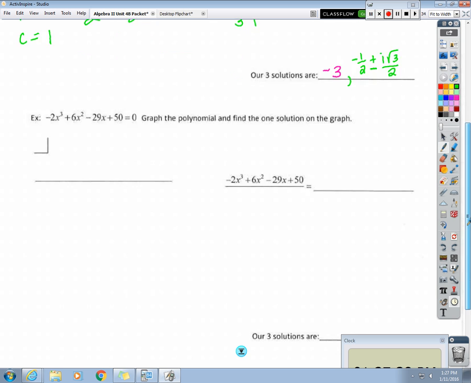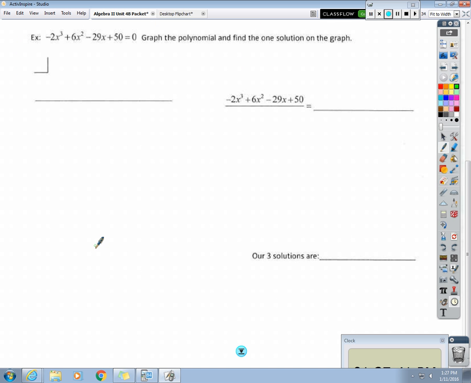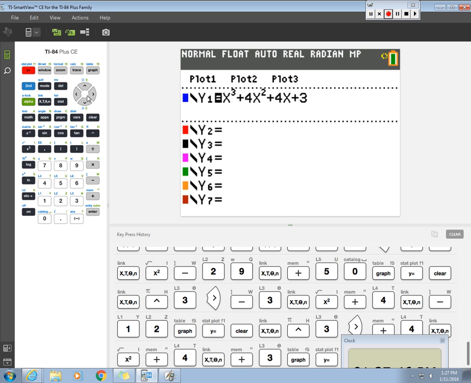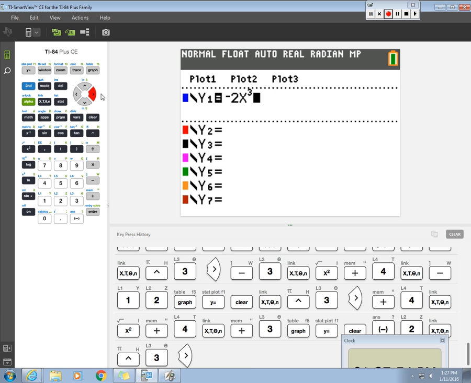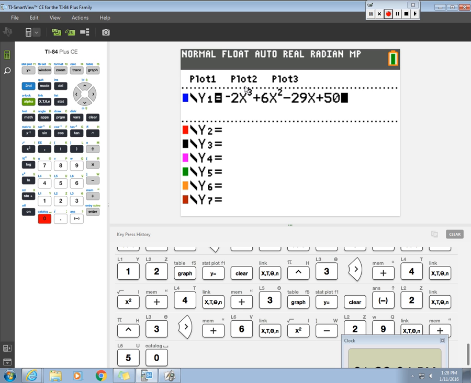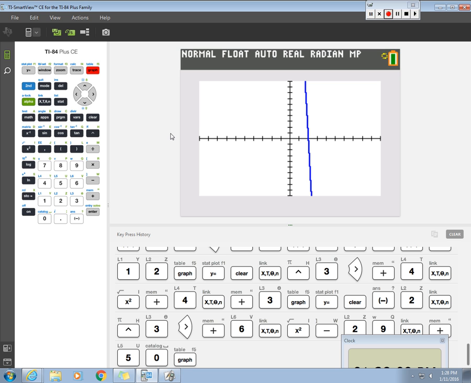Okay, next example. What's the first thing I need to do? Graph it. Good job, Rob. Okay, -2x cubed plus 6x squared minus 29x. Okay, now it's cubic, so there's going to be 3 solutions, 3 zeros. But we only see 1. Okay, so the other 2 are imaginary. Where is the one that we see?